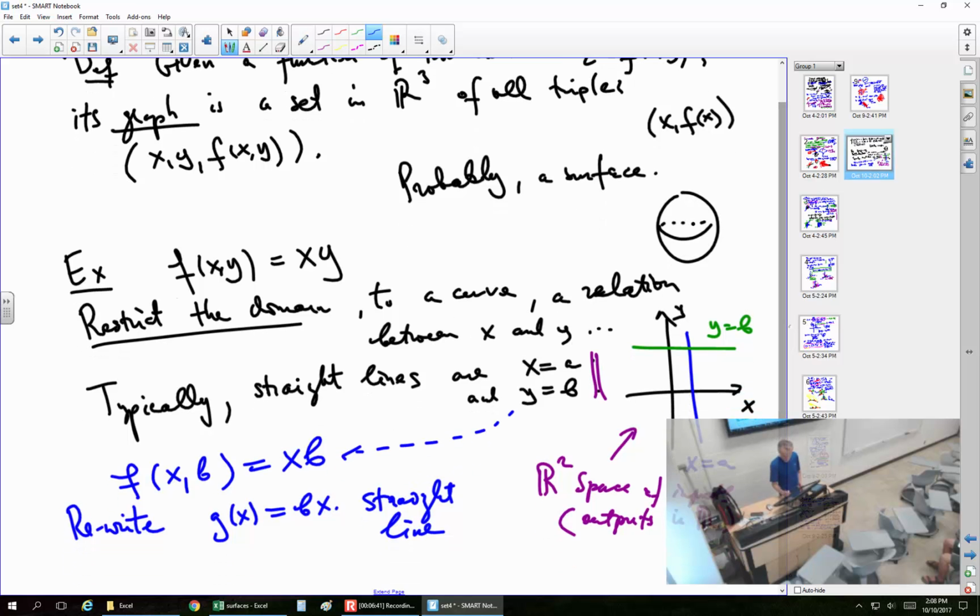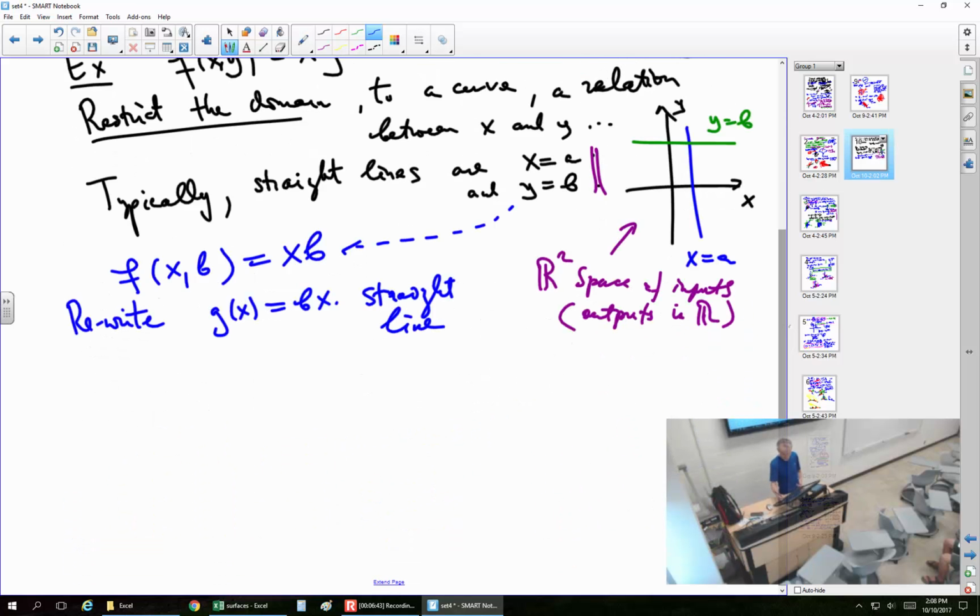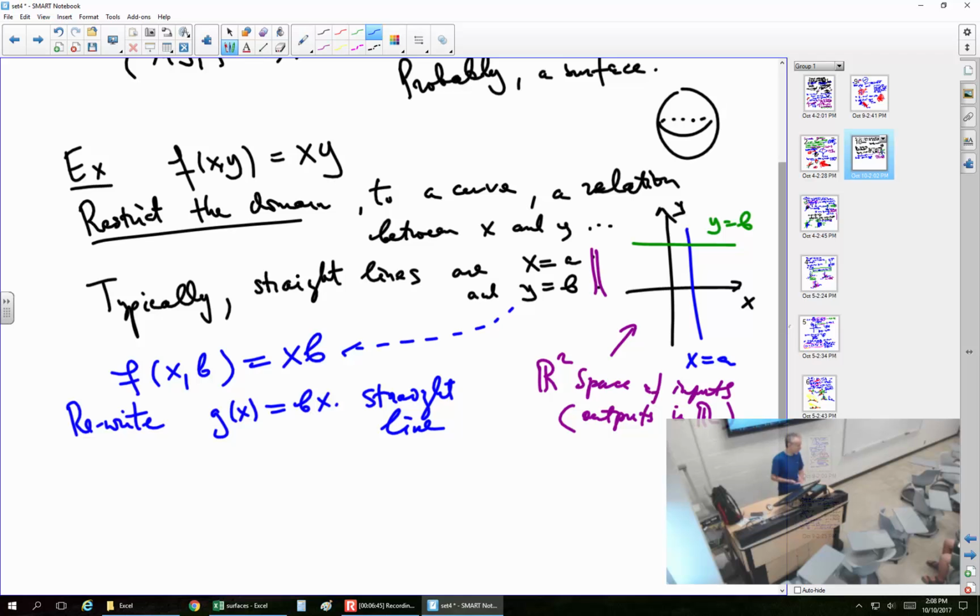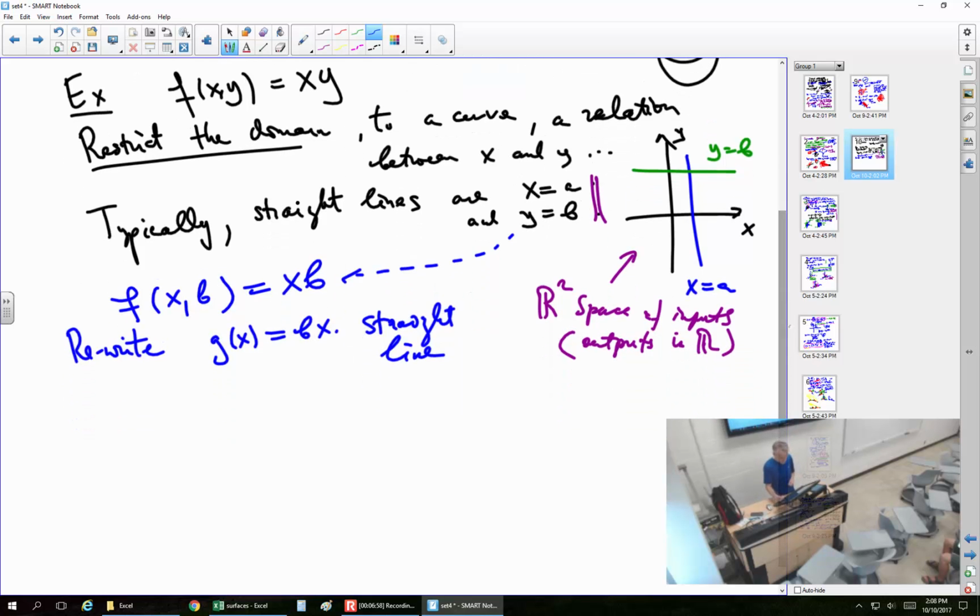Okay, so the point here is then, unfortunately, there are infinitely many of those. The vertical lines, infinitely many horizontal lines, and so there will be infinitely many curves, which is hard, but that's what the surface is. It's made of infinitely many curves.